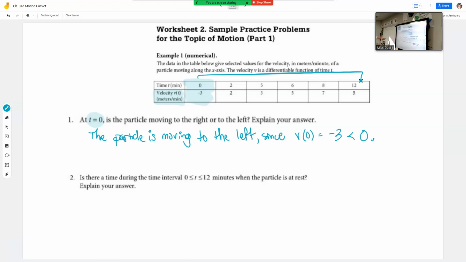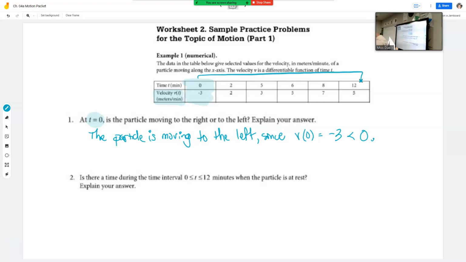Wait a minute, don't you have to explain? IVT, intermediate value theorem, says in between. It has an I, right? In between, I have to have hit a 0. Can you put it in words?